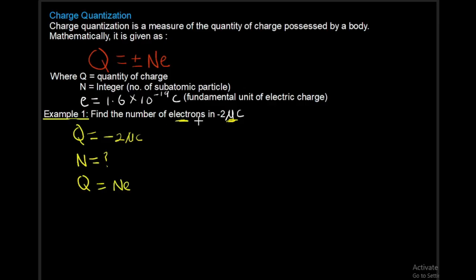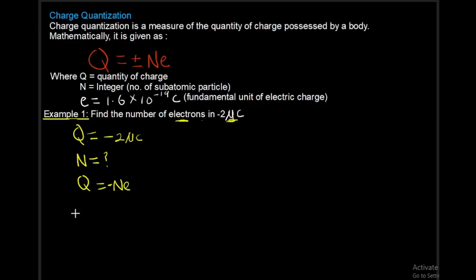But then we are solving for electrons. I remember I said if you're solving for electrons, you use minus. If you're solving for protons, you use plus. So since we're solving for electrons here, we're going to have Q equals minus NE. And Q was given to us to be minus 2 microcoulombs. Micro here means 10 raised to the power minus 6.